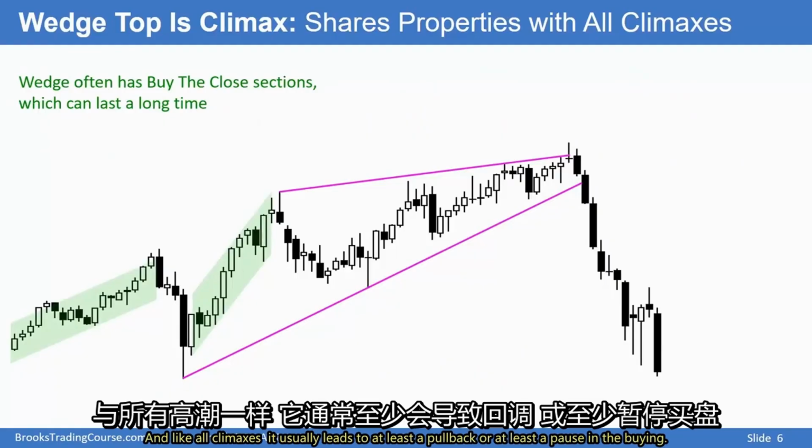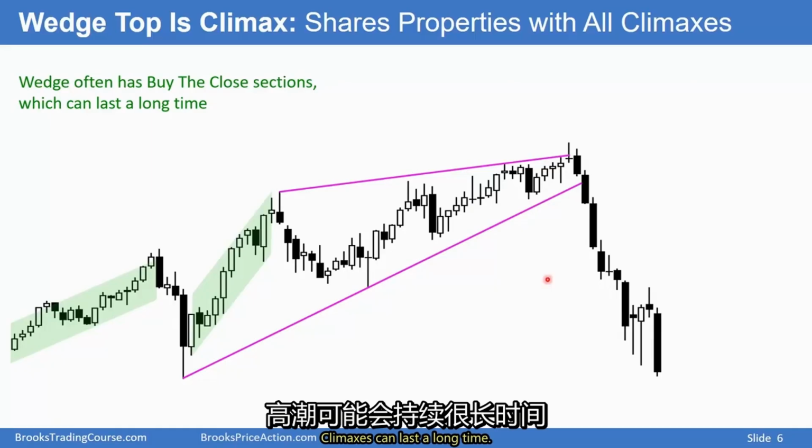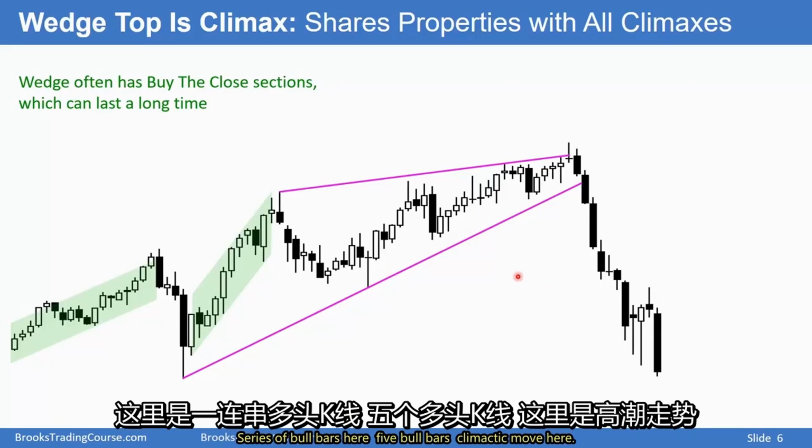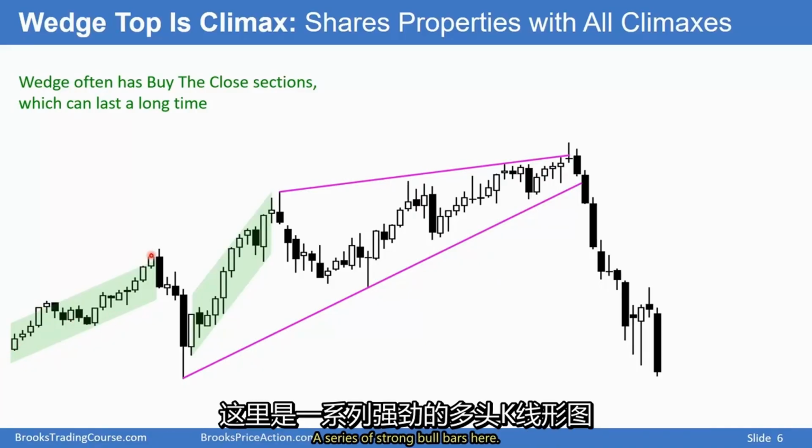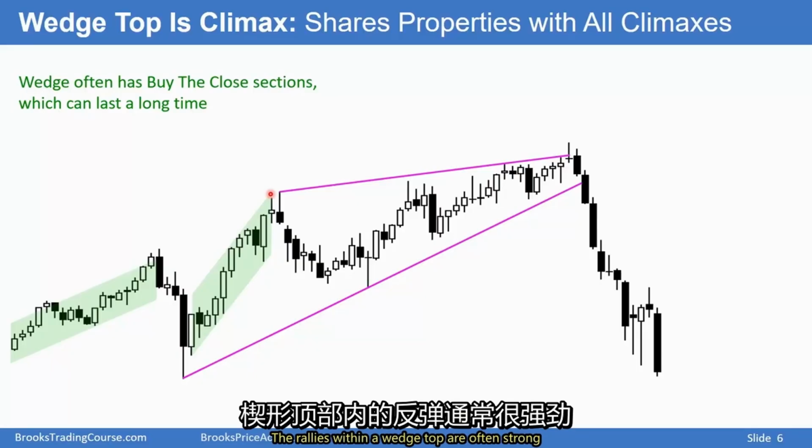A wedge top, it's a climax, and like all climaxes, it usually leads to at least a pullback, or at least a pause in the buying. Climaxes can last a long time. A series of bull bars here, 5 bull bars, climactic move here, a series of strong bull bars here.